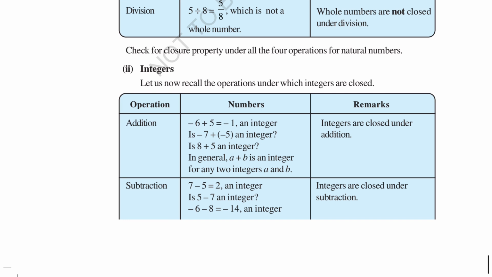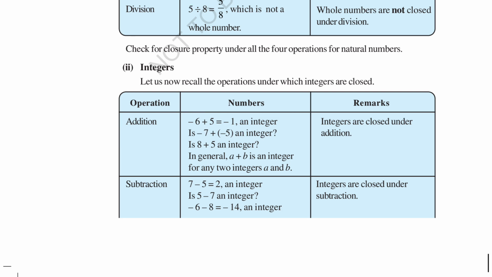Next, we should check it for integers. Let us now recall the operations under which integers are closed. First, for addition, we are going to check. Integers, as we already know from previous classes, are positive numbers, negative numbers along with 0. Here the example is minus 6 plus 5. The answer is minus 1. It is an integer. Again, minus 7 plus minus 5, is it an integer?